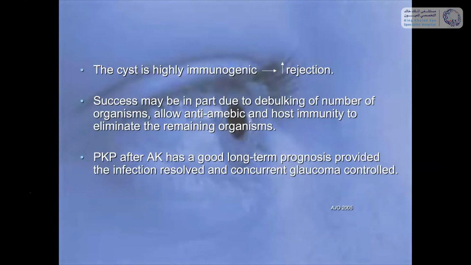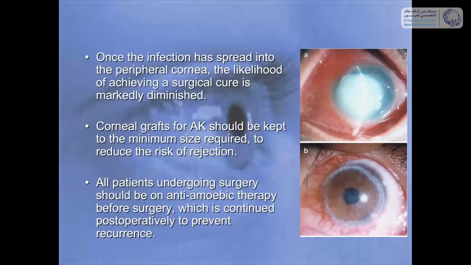PKP for Acanthamoeba keratitis has good long-term prognosis when we control the infection and we control the glaucoma. Once the infection has spread into the peripheral cornea and reached the sclera, achieving surgical cure is markedly diminished.